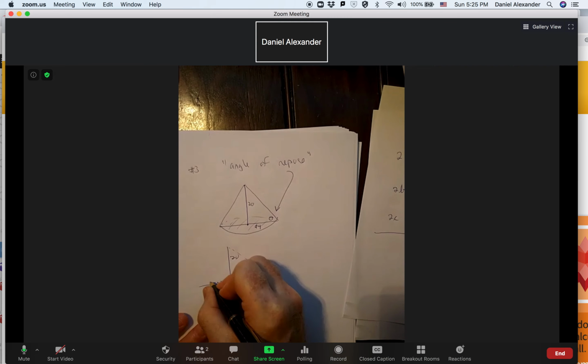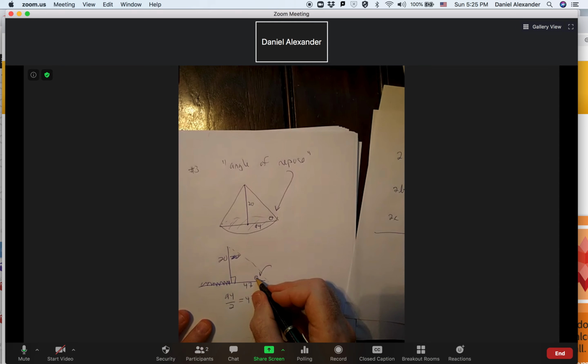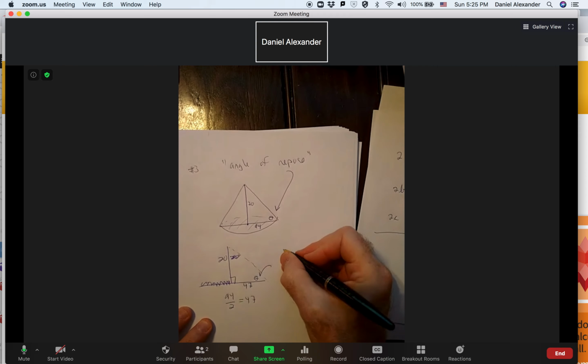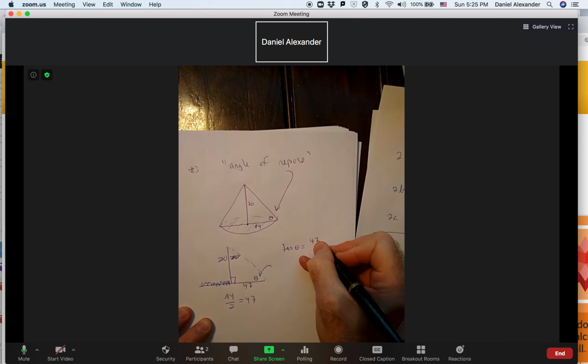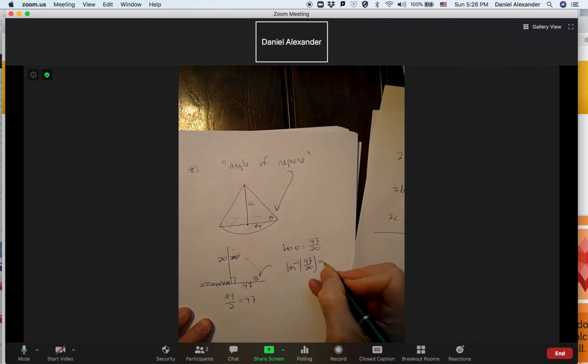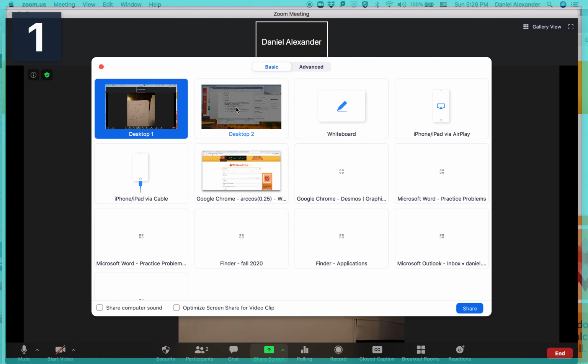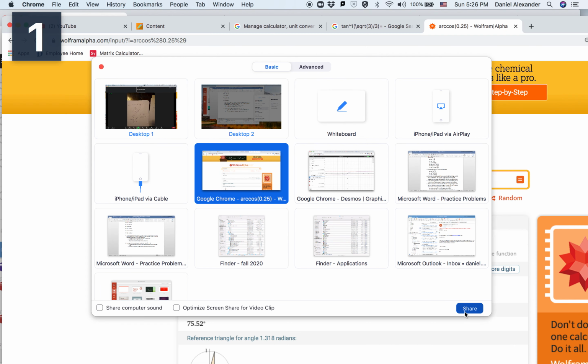So now I have a 20-foot triangle. So I'm going to look at the ratio. I have the opposite over adjacent. So I know that the tangent theta is going to be 47 over 20. So the tangent inverse of 47 over 20 is going to be my angle. And I'm going to go back to Wolfram Alpha and do that. So we'll do a quick share screen. Go back to Wolfram Alpha.